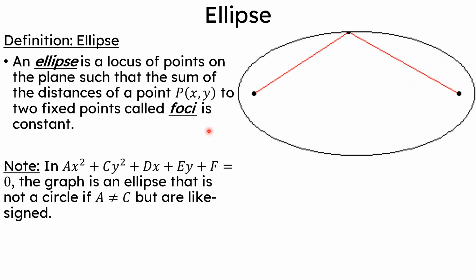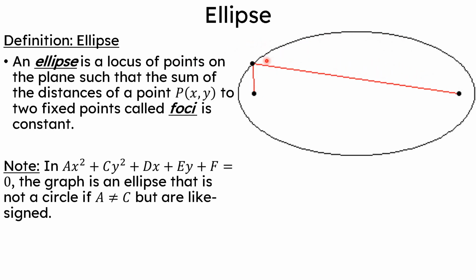In this video, we're going to talk about another conic section, which is the ellipse. So we define an ellipse as a locus of points on the plane such that the sum of the distances of a point P to two fixed points called foci is constant.